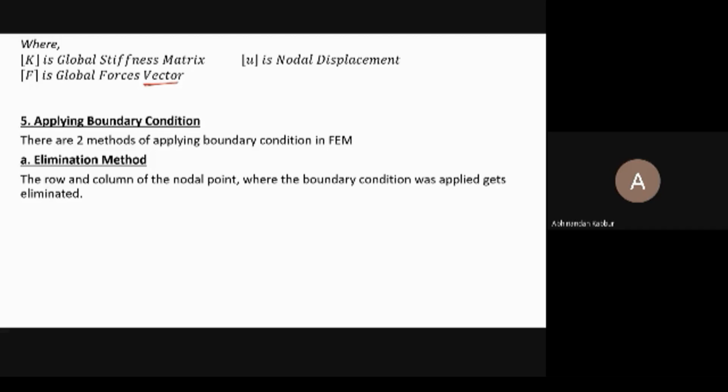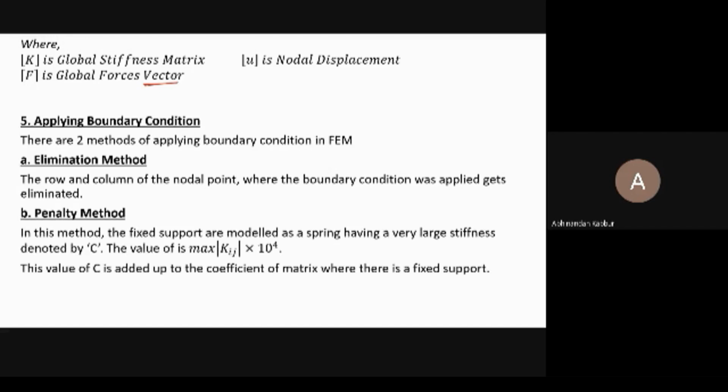So what the elimination method says is, the rows and columns of the nodal point where the boundary condition is applied will get eliminated. Straightforward, you can eliminate because you know the displacement is 0 where the boundary condition is applied. Therefore, we use the term elimination method because we are directly eliminating that particular row and column where the boundary condition is applied. See, you don't need to worry about how the elimination method and penalty method work; when I solve the problem, you will have the clear picture. Just understand that where the boundary condition is, that particular row and column in that matrix will get eliminated.